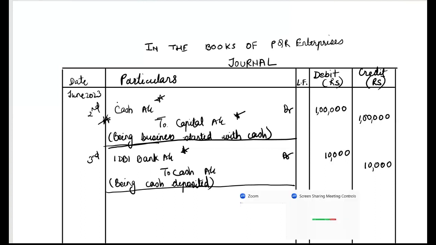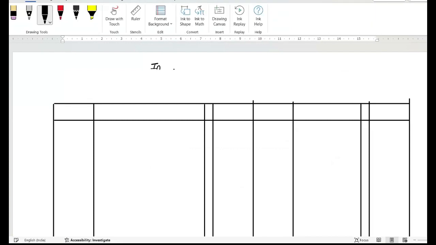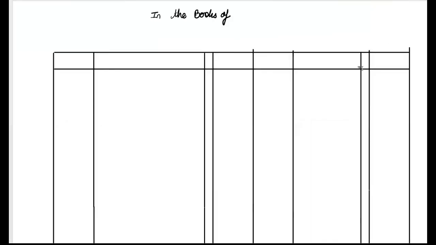Now I have the ledger format prepared here. Whose books am I writing in? Let me put the name of that particular enterprise, PQR Enterprises, here also. So the ledger is being prepared for PQR Enterprises, right? And I'm going to write here ledger.